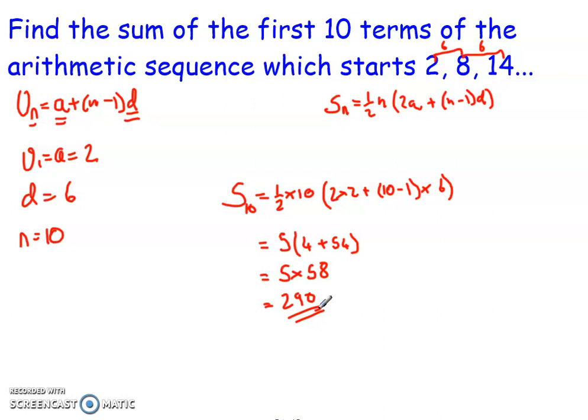So there you go, that's the sum of the first 10 terms of the sequence, which takes this format as it goes up. So yeah, we can use it like that, and it's actually quite nice and straightforward to use.